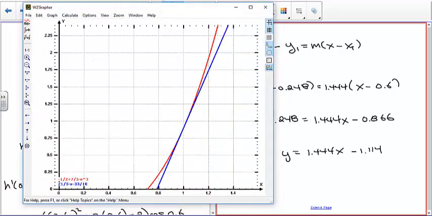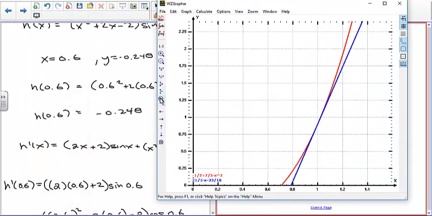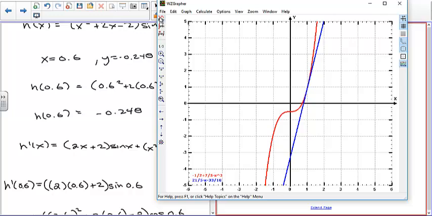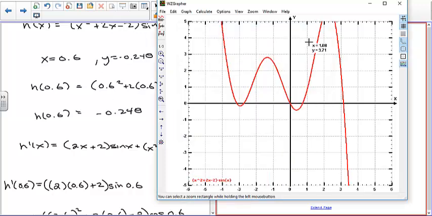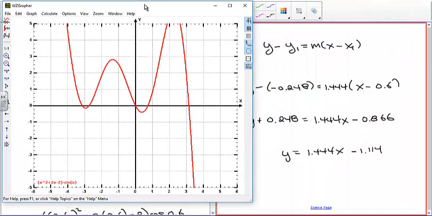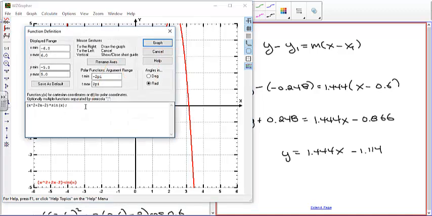Okay, so we get our graphing program here again. We're going to go back to our normal stuff, and the equation is x squared plus 2x minus 2 times the sine of x, and it assumes radians for this program. Okay, so that's the original equation, and let's just plot it and see what happens. So it looks something like that. We're doing it at x equals 0.6, so it should have a positive slope, which it does. And so let's plot the line.